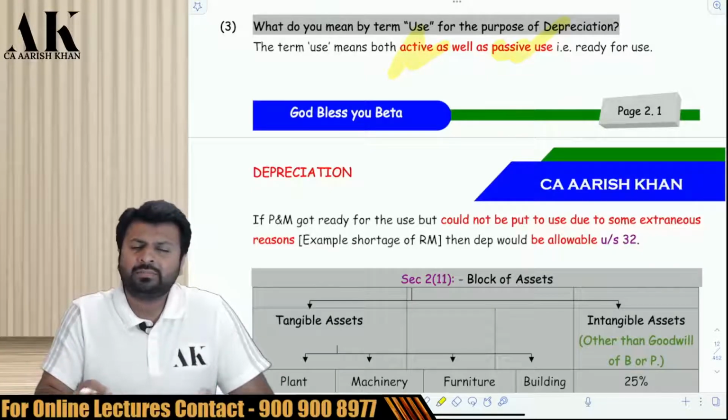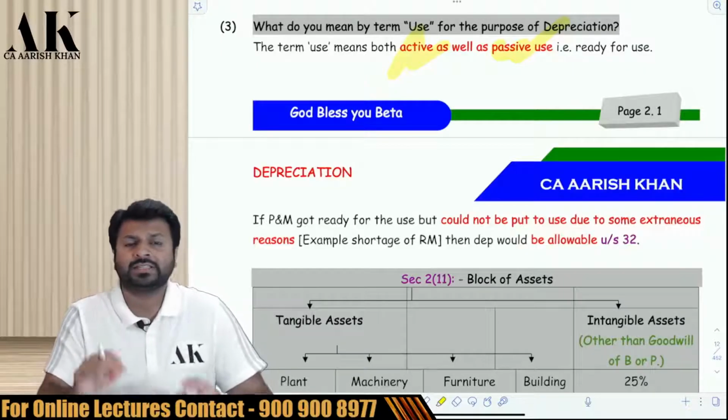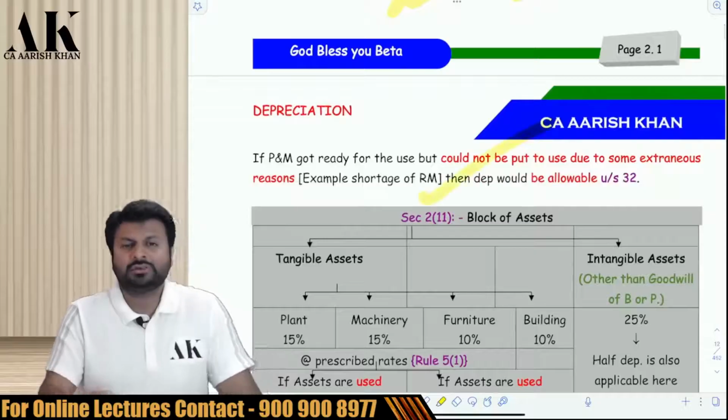I bought the asset, I bought a plant and machinery, and now I am not able to use that asset because of the shortage of raw material. Will I be able to claim depreciation? The answer is yes, as per the High Court judgment.